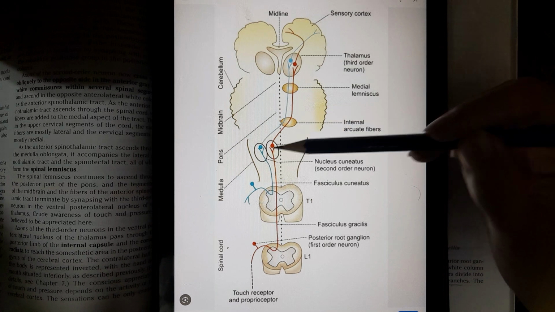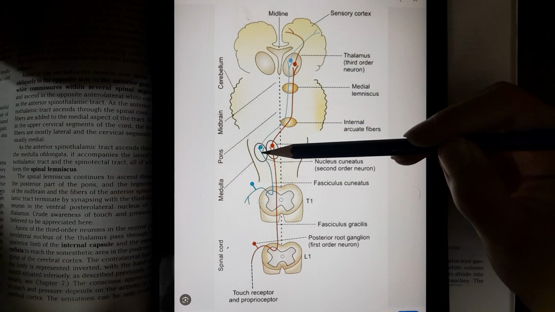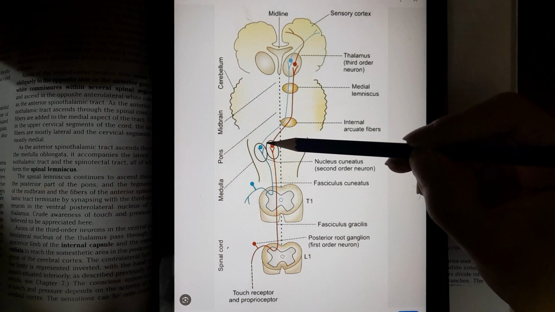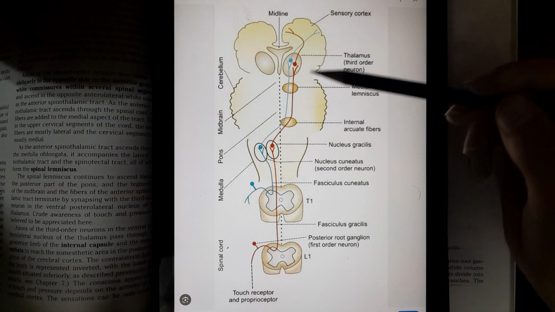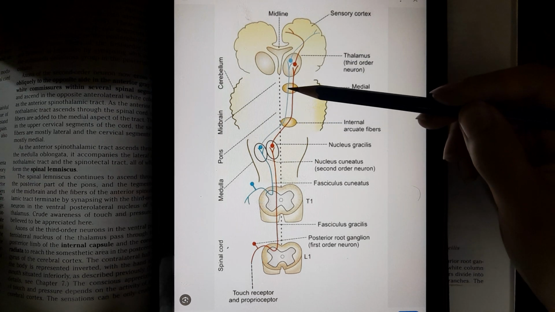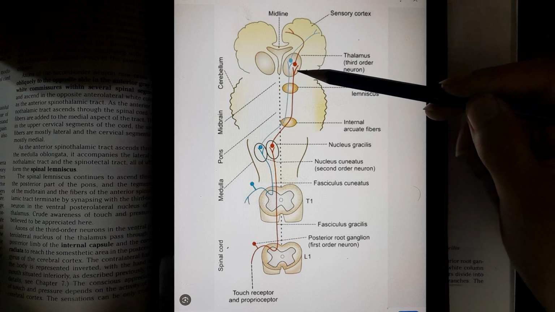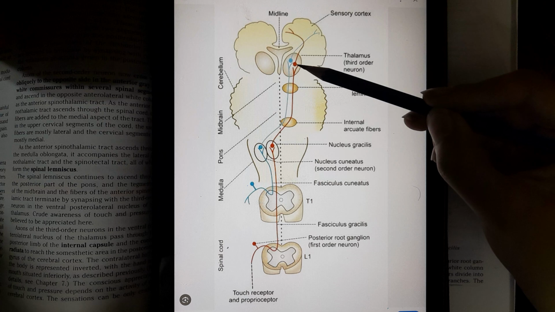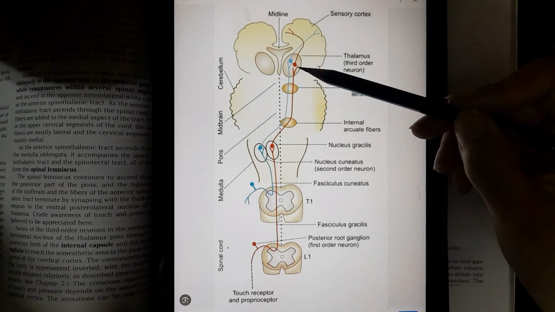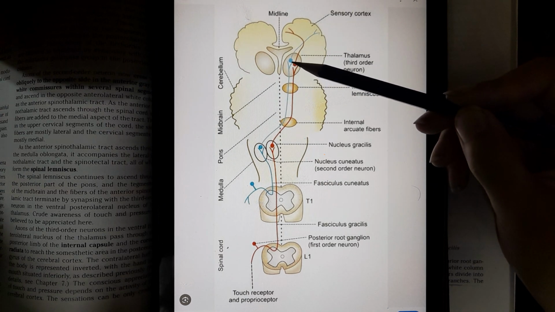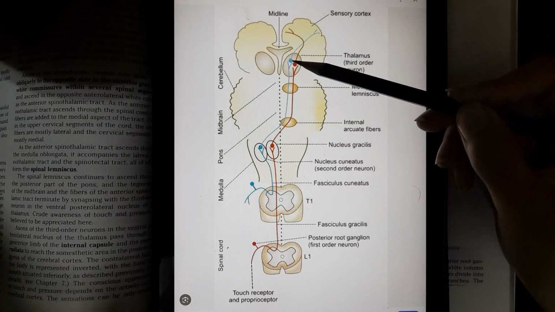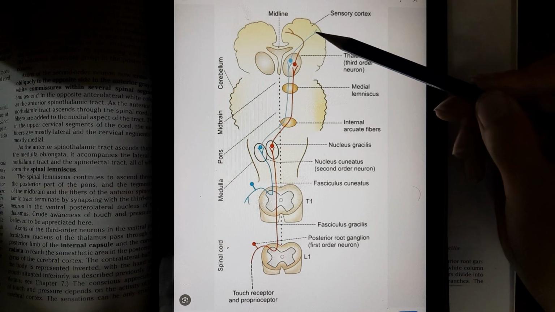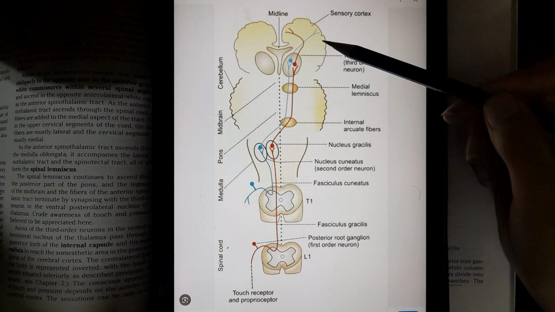In the medulla, they form connections with the nucleus gracilis and nucleus cuneatus, and then internal arcuate fibers emerge from them and cross to the contralateral side. They will move upwards and form the medial lemniscus that will now end in the thalamus. Now how will it end in the thalamus? It will end in the ventral posterolateral nucleus of the thalamus. From this region, third order neurons will originate. These third order neurons will give their connection to the post-central gyrus, or the sensory cerebral cortex.